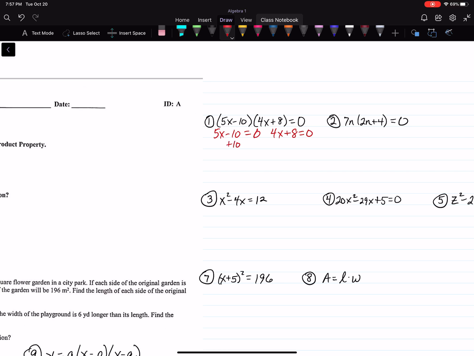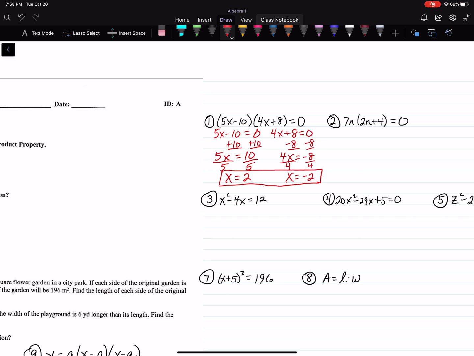So add 10 to both sides for this first one. You'll end up with 5x equals 10. Divide by 5. X equals 2. And then you do the same thing for the other side. Subtract 8 from both sides. You'll get 4x equals negative 8. Divide by 4. X equals negative 2. All there is to those.